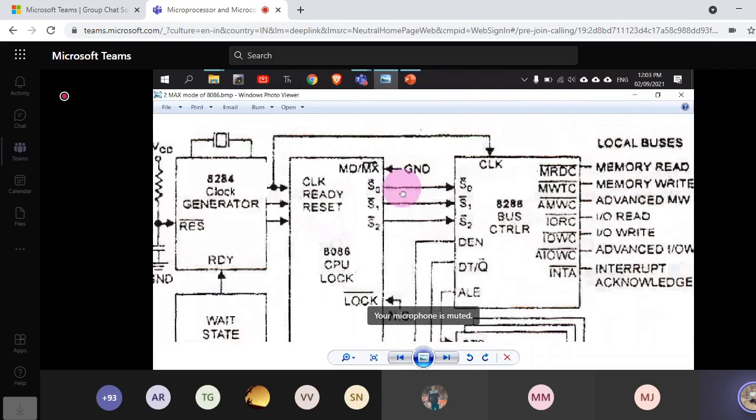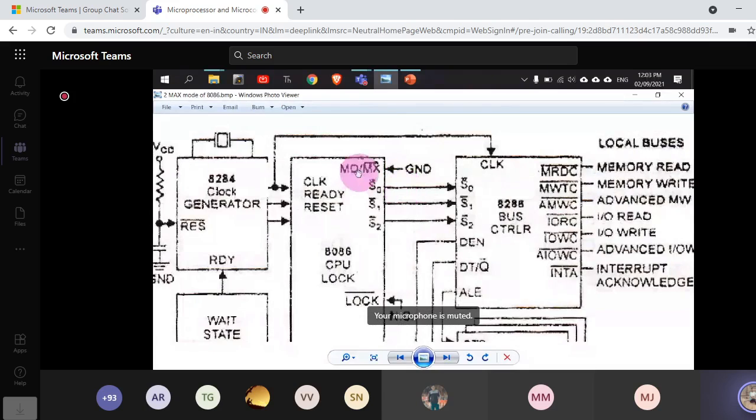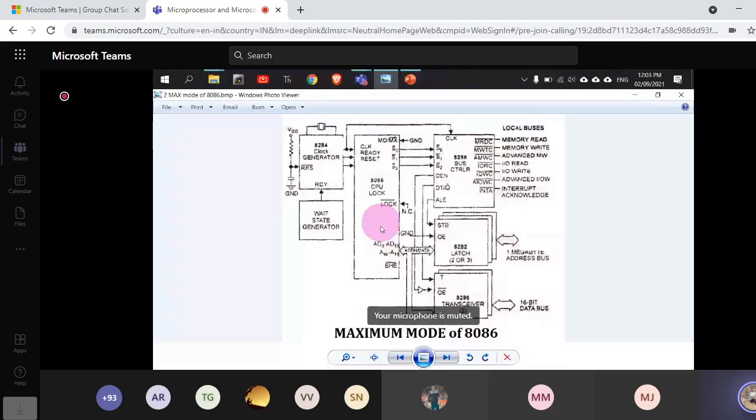Now, the pin that will be changed is the minimum/maximum pin. It will be grounded, because when you ground it, this IC will operate in the maximum mode of operation. In the minimum mode of operation, we had applied a VCC supply at the minimum/maximum pin. However, in the maximum mode, we will simply apply ground so that the IC knows that this time it has to operate in maximum mode, right?